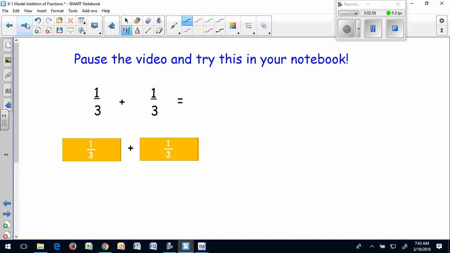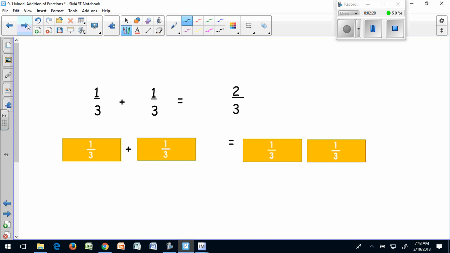Pause the video and try this one in your notebook. 1/3 plus 1/3. When you add these fractions together, you should get 2/3. There's another way we can solve this problem as well.